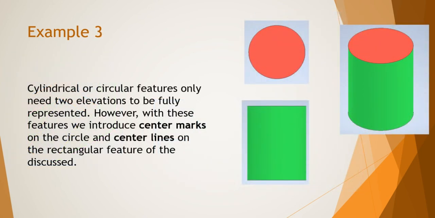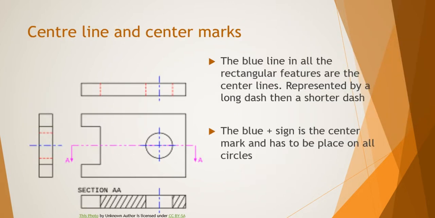So that's just the basic principle. We can now go to how to draw circular and cylindrical features in orthographic projection. For the case of circular and cylindrical features, we will introduce two special features which are the center marks and the center line. So you will need those features. Let's just discuss them on the next slide.